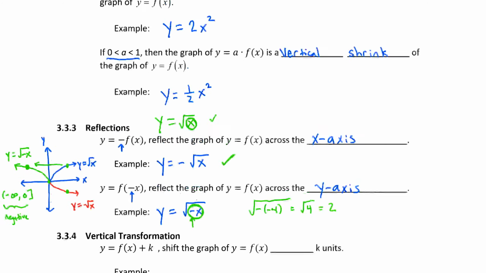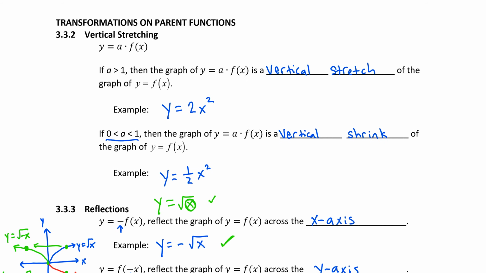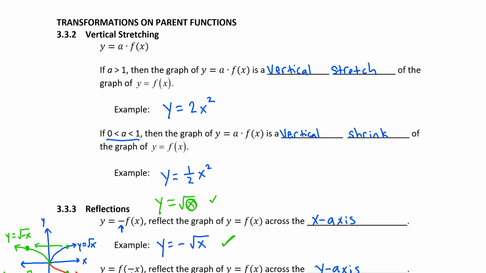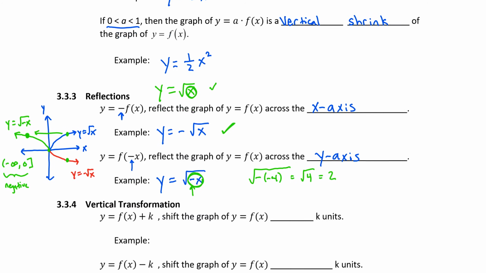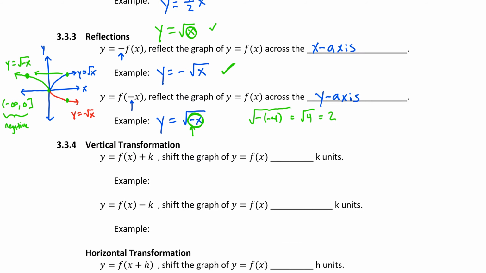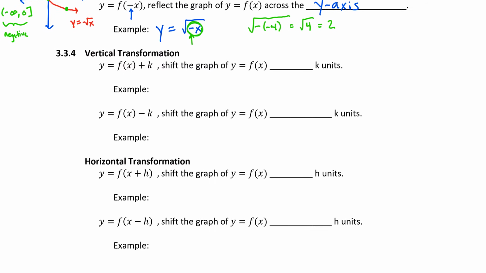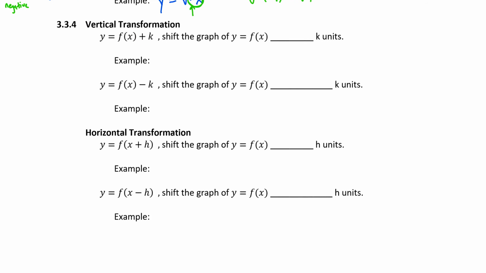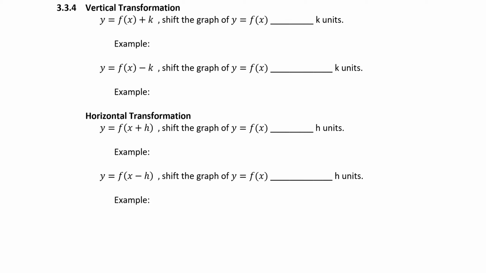So so far you have vertical stretch and shrink. That comes from multiplying one of those basic functions by a constant. And now we have negatives, a negative outside the function or inside the function. And by inside the function, I mean under a square root, inside absolute values, under a cube or other exponent, something like that. The last two that we're going to look at, 3.3.4, vertical and horizontal transformations.